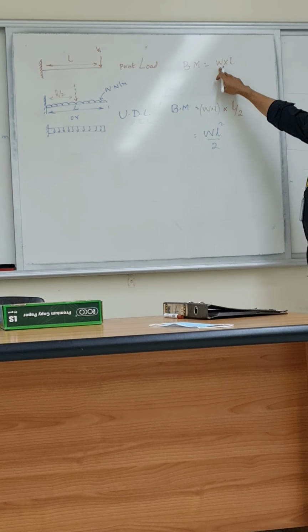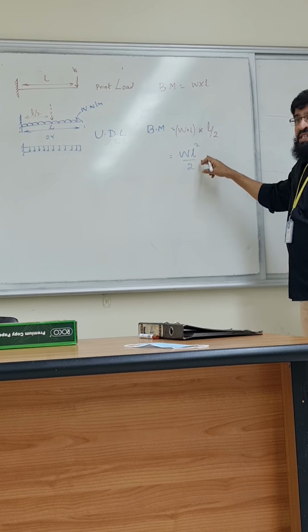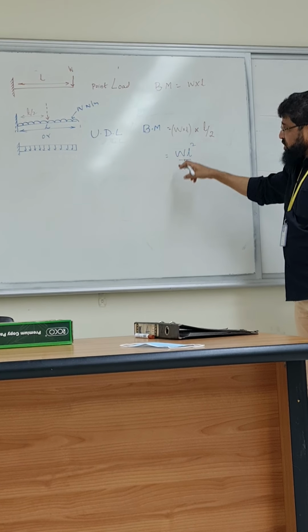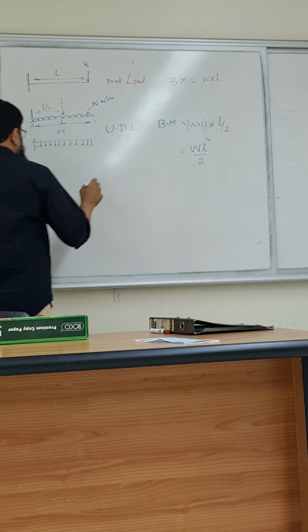Okay. Now here it was how much? WL. Here it became what? WL square by 2. This is your bending moment. Understand what we are writing here? We are talking about bending moment.